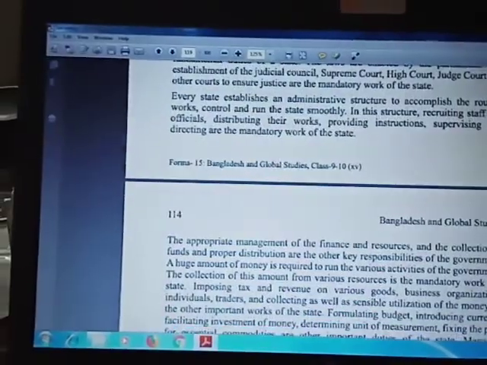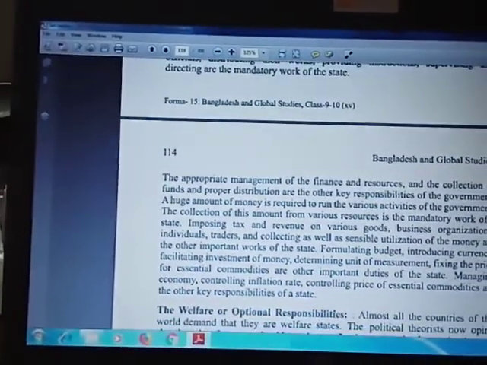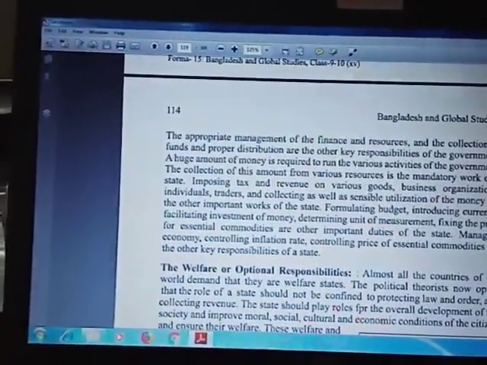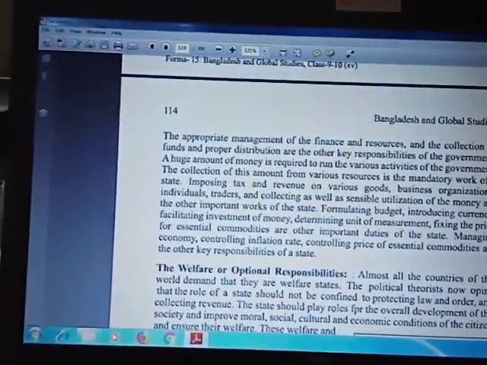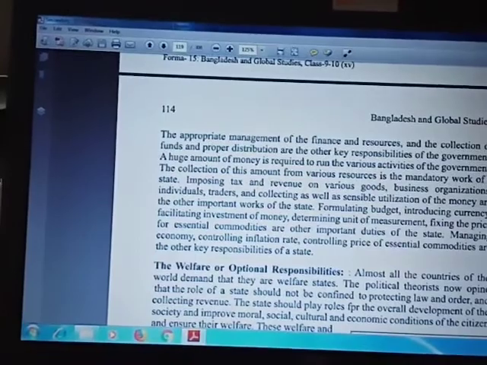The appropriate management of finance and resources, collection of funds and proper distribution are other key responsibilities of the government.